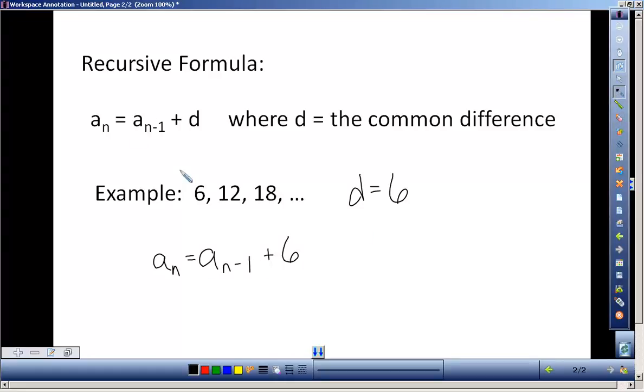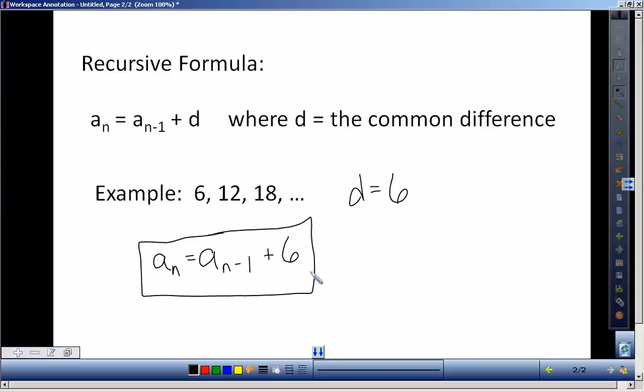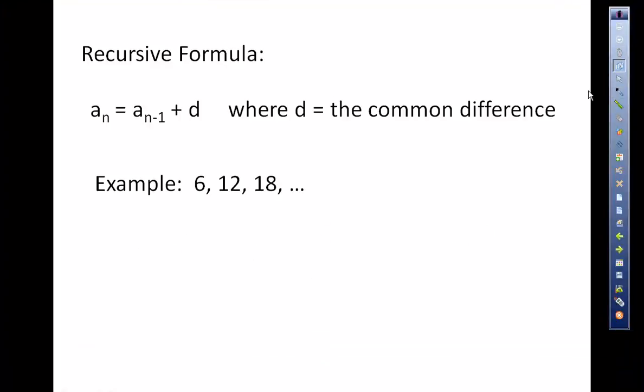But if we're going to have to start this thing and actually find out what everything is, we do have to have something to start with. If we wanted to continue this pattern on, we would start with 18 and then just keep adding to find the next term. But the recursive formula would be the next term is equal to the previous term plus 6. So that would be its recursive formula.